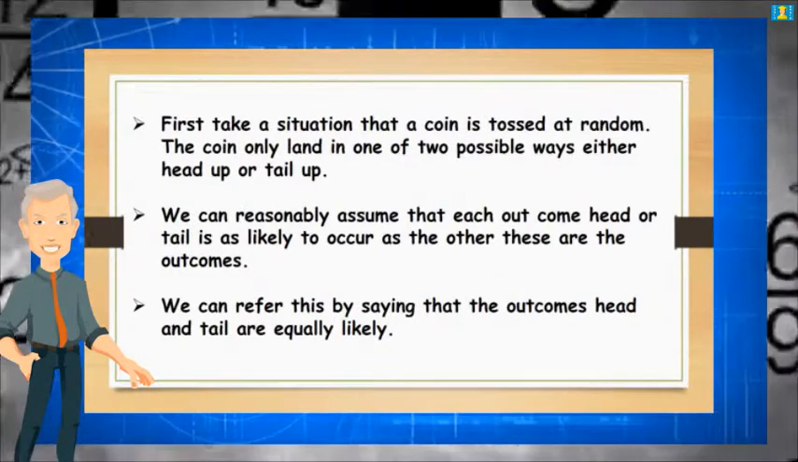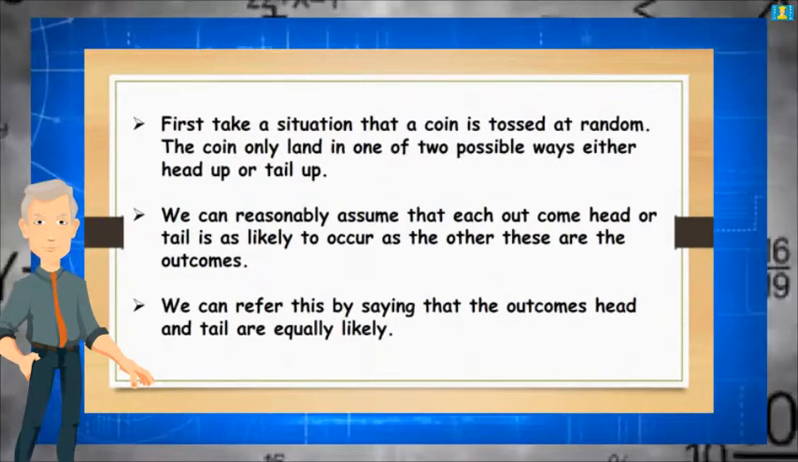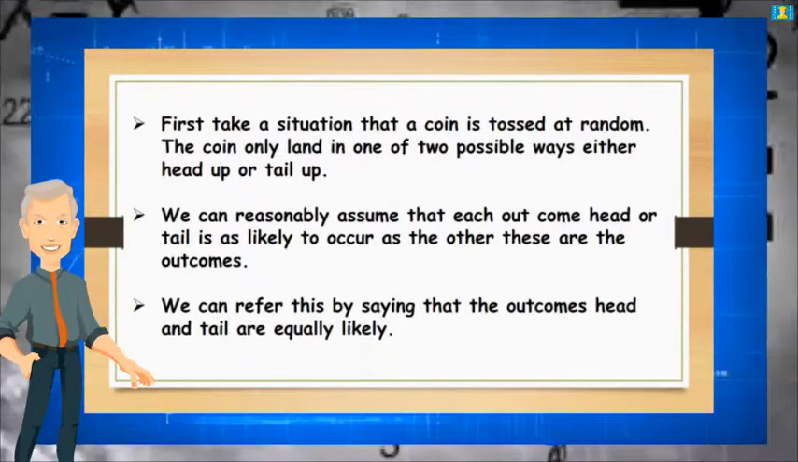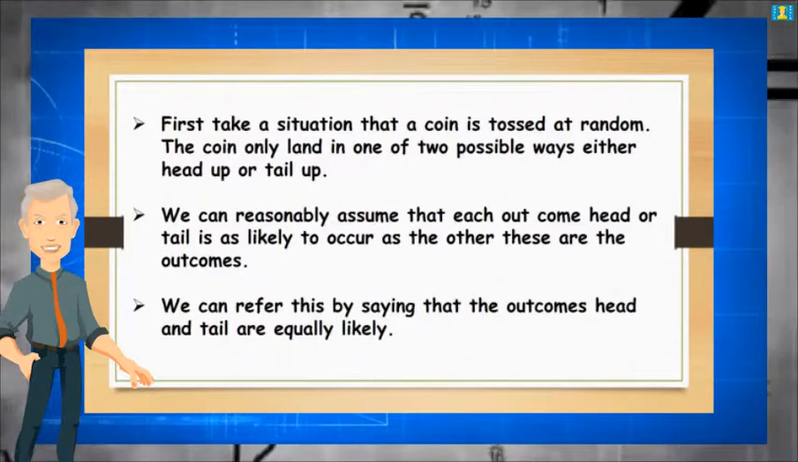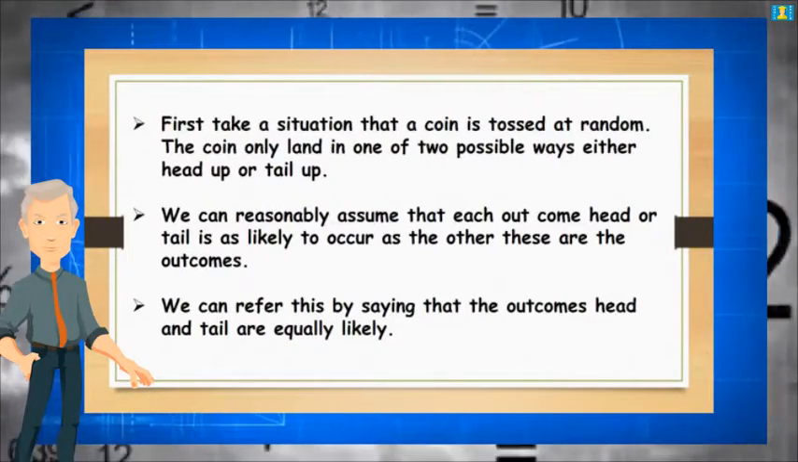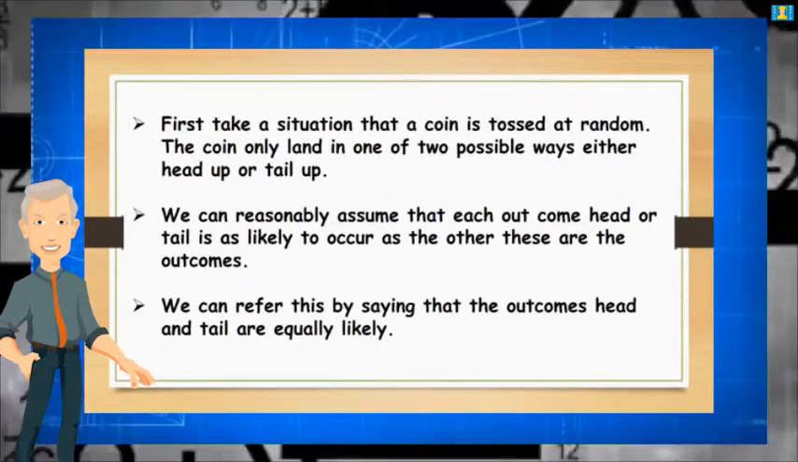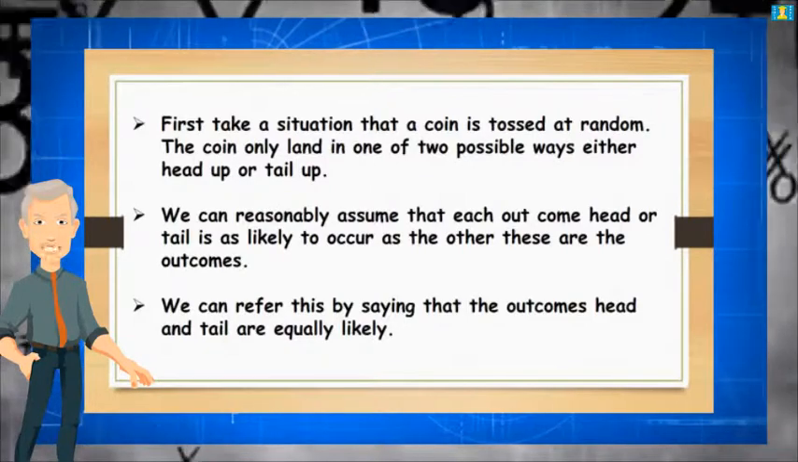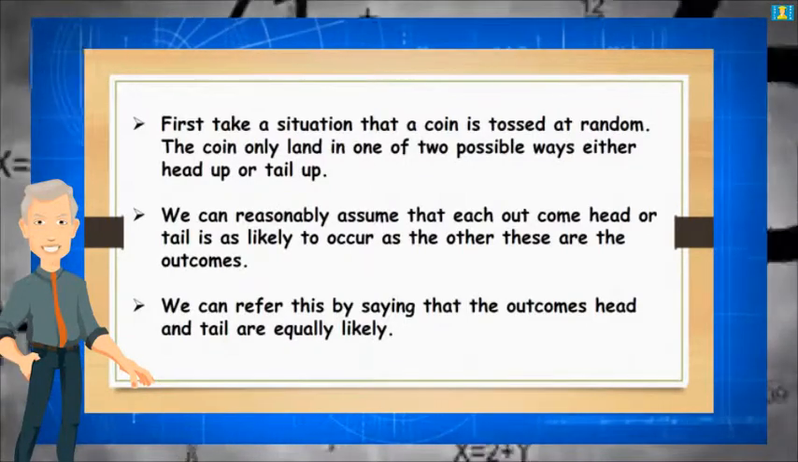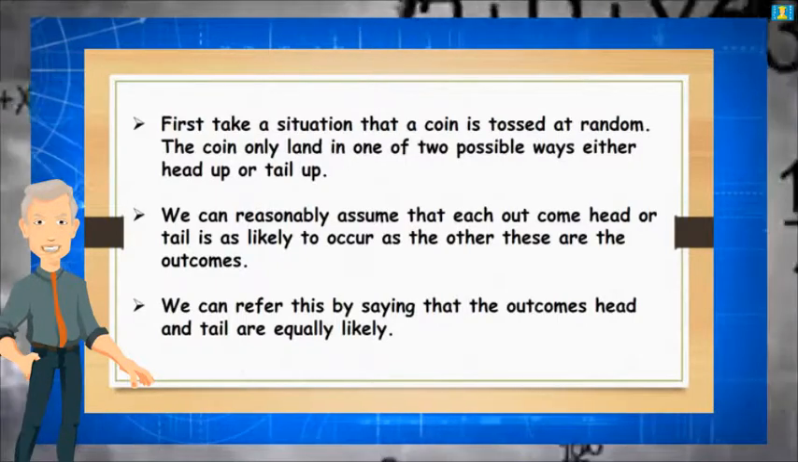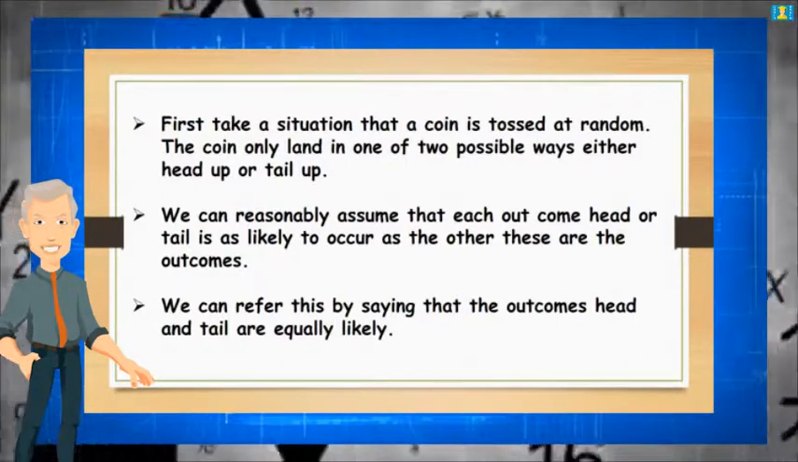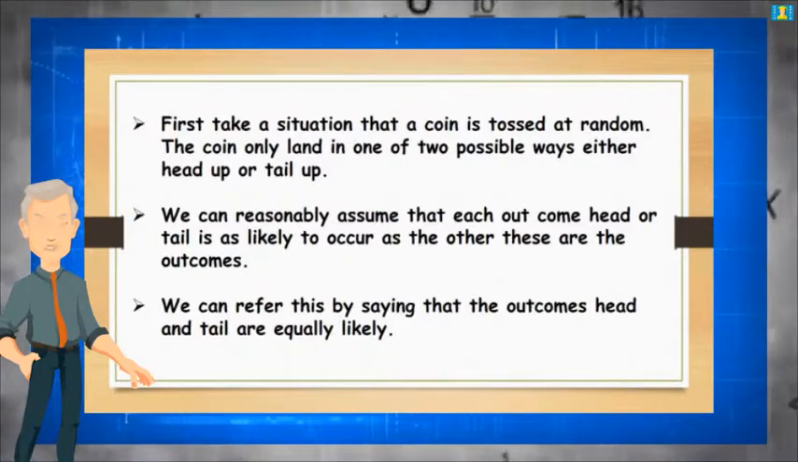First, take a situation where a coin is tossed at random. The coin only lands in one of two possible ways, either head up or tail up. We can reasonably assume that each outcome, head or tail, is as likely to occur as the other. We refer to this by saying that the outcomes head and tail are equally likely.